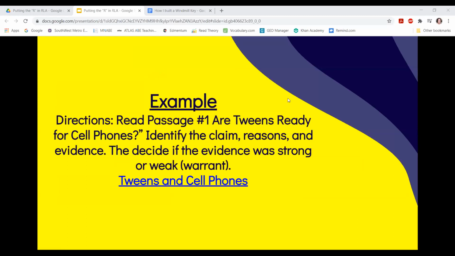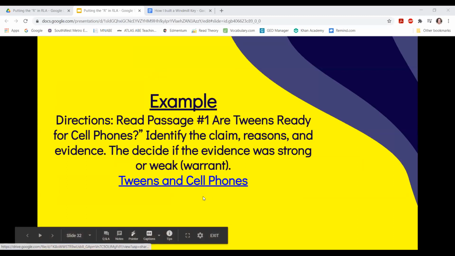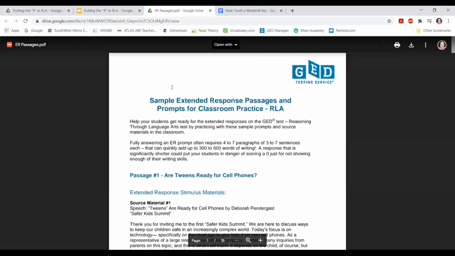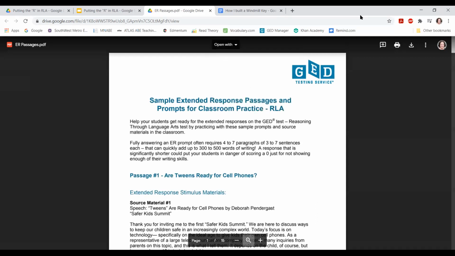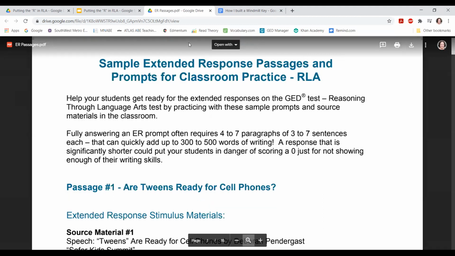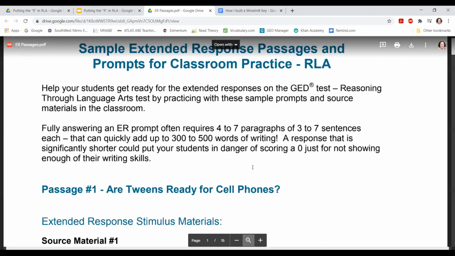So we're going to go into an article called Teens and Cell Phones. I'll display that on my screen. I think Andy, feel free to put that into chat if you like. This is coming from the materials that are available on GED.com. Thanks, Andy.